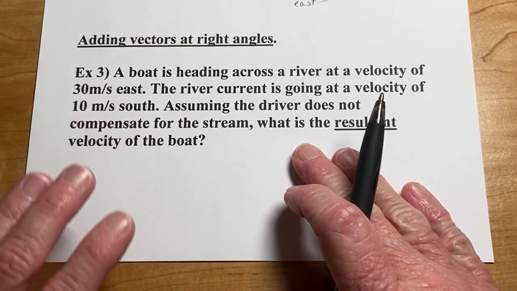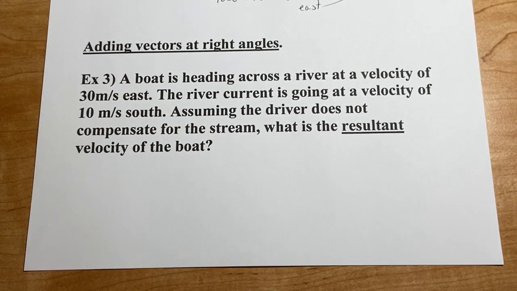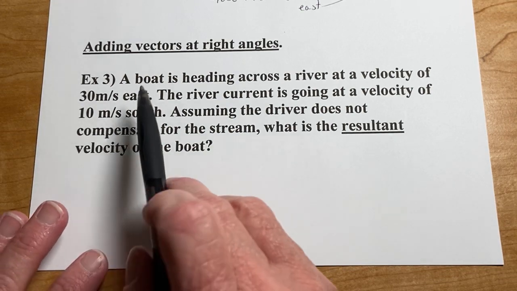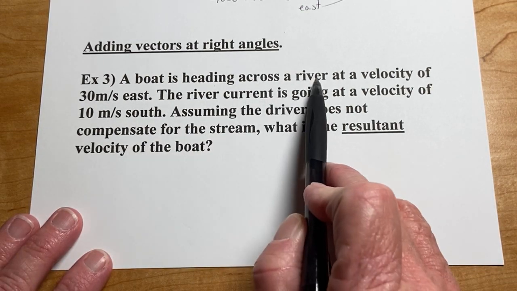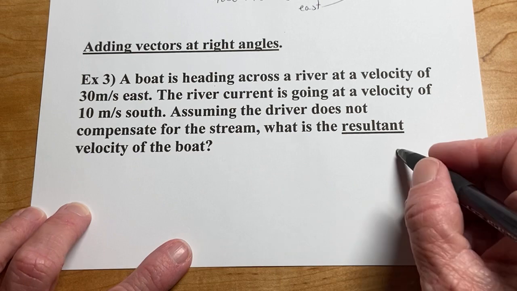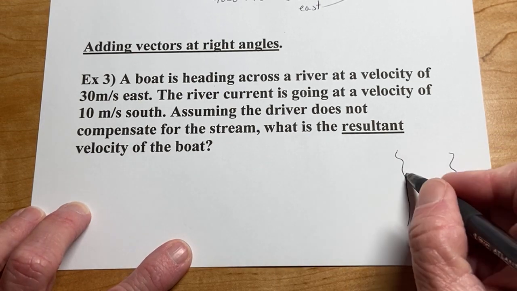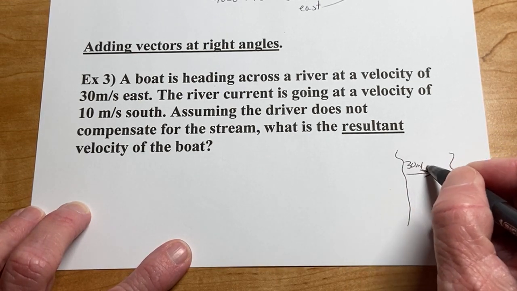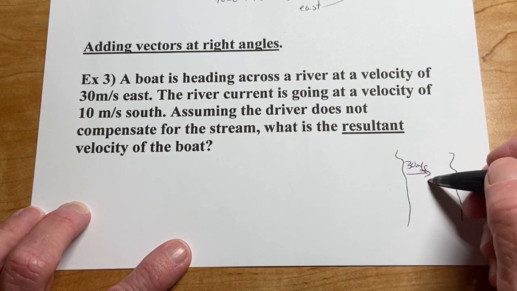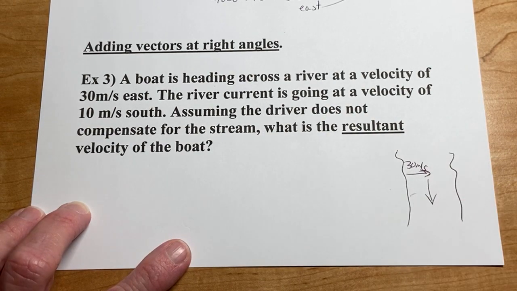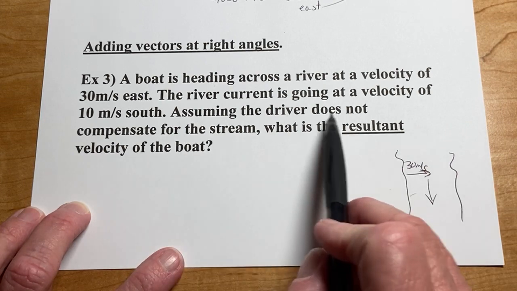Okay, so what happens when they're right angles? We're going to make a right triangle. So I have a boat heading across the river at a velocity of 30 meters per second east. So you can think of it like I have a river and there's a boat trying to go across pretty fast. And the current is going south, so there's the water. So what's going to happen? Assuming the driver doesn't compensate.